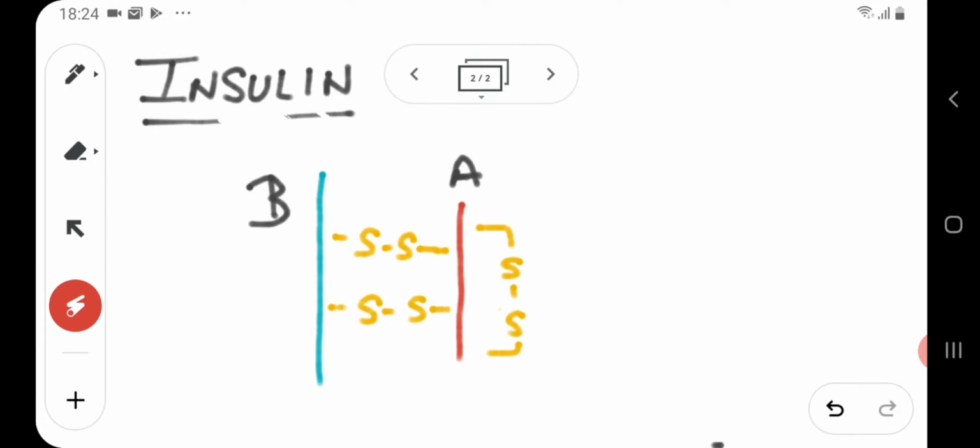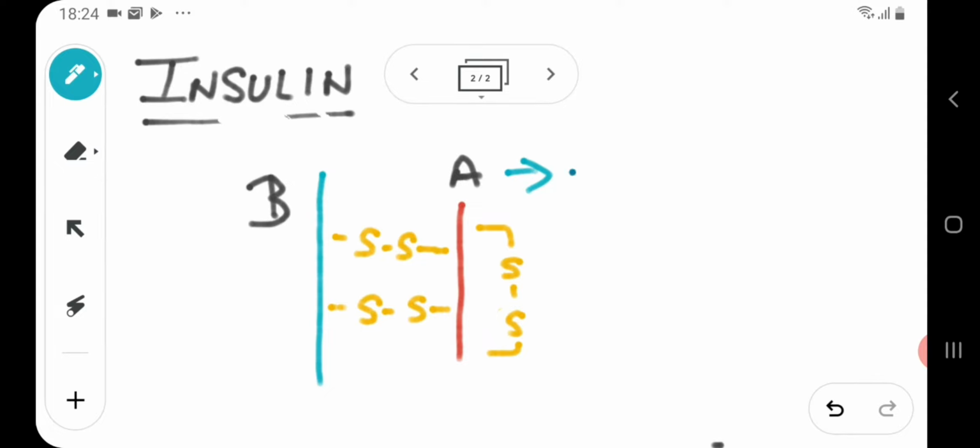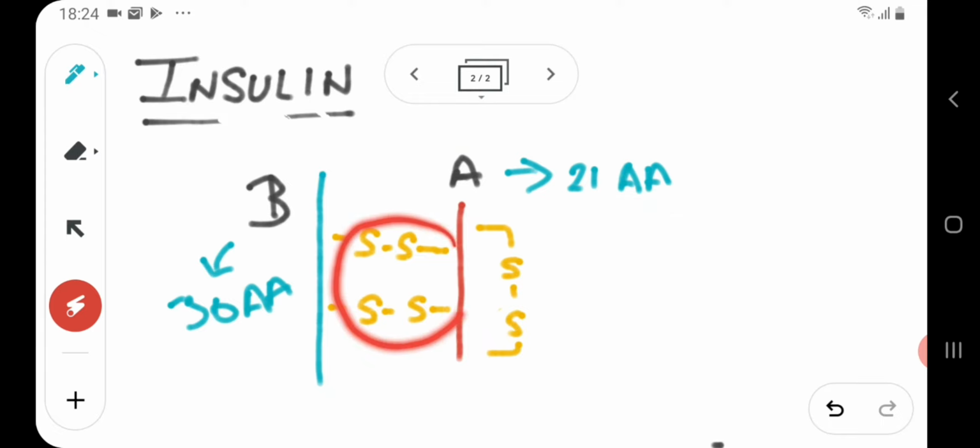So this is about the structure. So A chain contains 21 amino acids and B chain contains 30 amino acids, and this is the structure which is joined by 2 disulfide bridges.